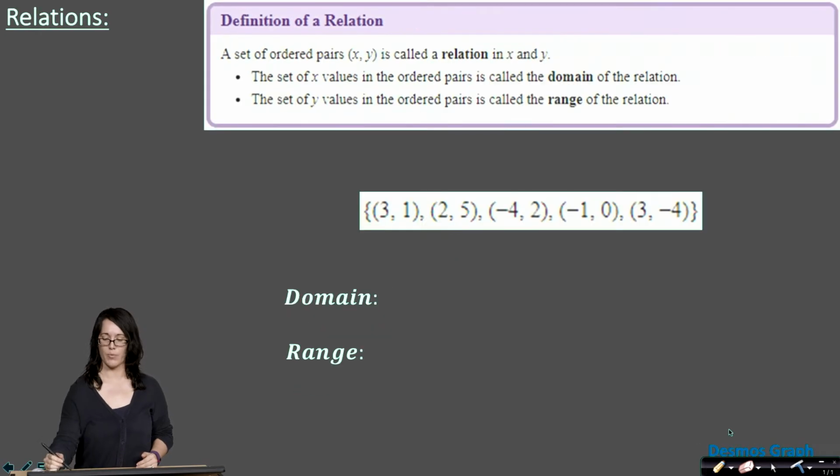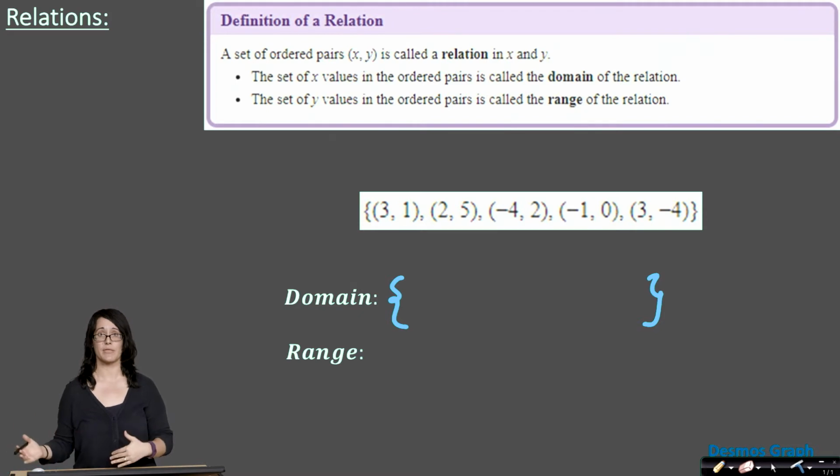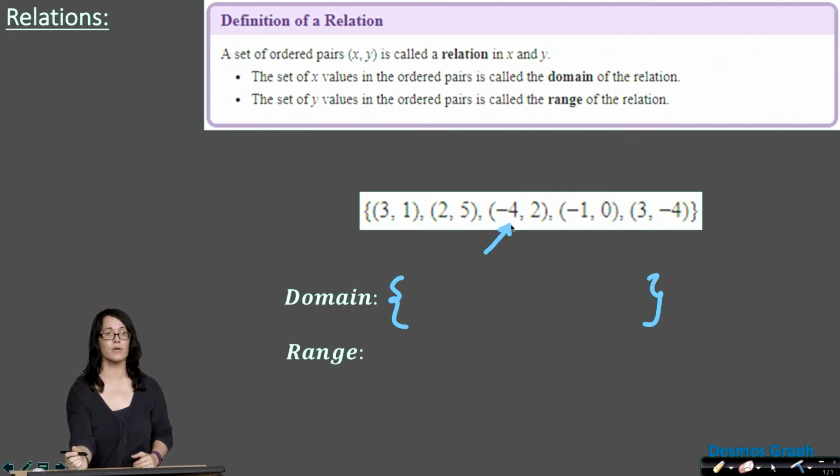So if we were asked to find the domain, we could open up our braces, and inside of our braces, we would simply insert all of the x values or the inputs which are mapped to these outputs, these y values. Good notation is to start with your smallest input, which appears to be a negative number, -4. So I would stick -4 here. And then the next largest number, moving from left to right, appears to be -1, followed by the next largest x value, which appears to be 2.